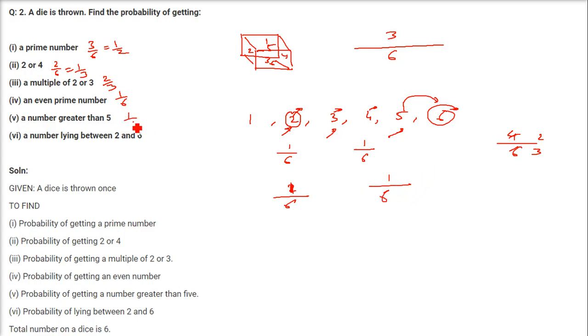So 1 by 6. A number lying between 2 and 6. So 2 and 6 are not included. So 3, 4, 5 lie between 2 and 6. How many are these? 1, 2, 3, 3 numbers. The 3 are the favorable cases and the total number of cases is 6. So 3 by 6, again it is 1 by 2.